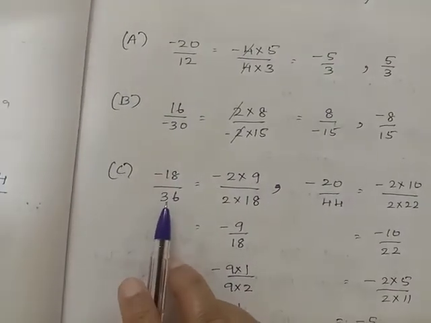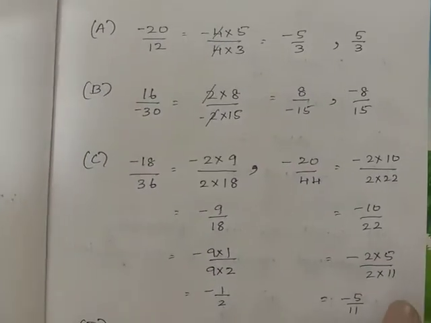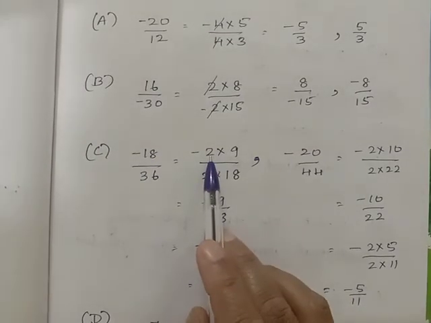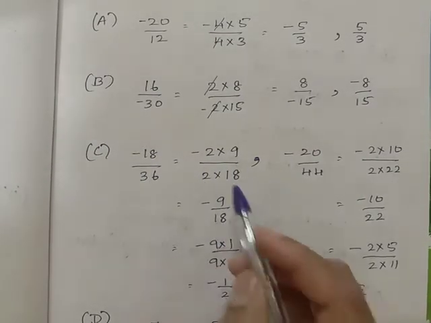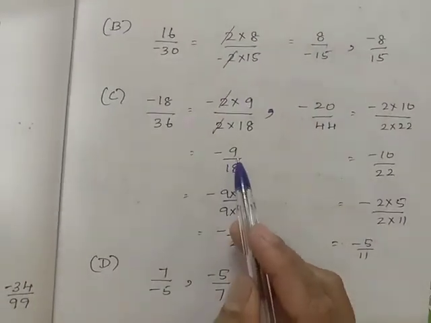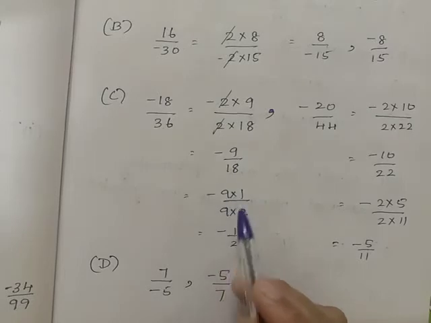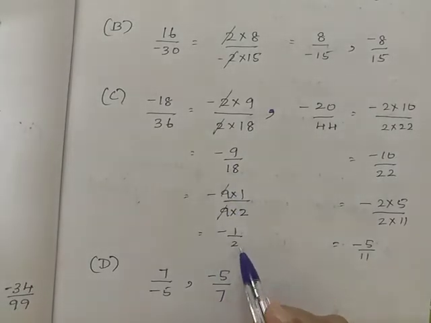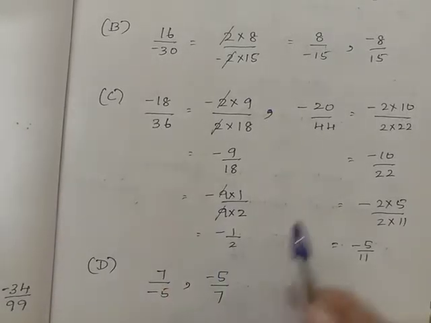Minus 18 by 36. So, we'll bring this minus 18 by 36 to the standard form. Minus 2 into 9, 2 into 18. So, 2 gets cancelled. Minus 9 by 18. So, again we can cancel. 9 into 1, 9 into 2. So, 9 gets cancelled. Minus 1 by 2. So, the first one's answer is minus 1 by 2.